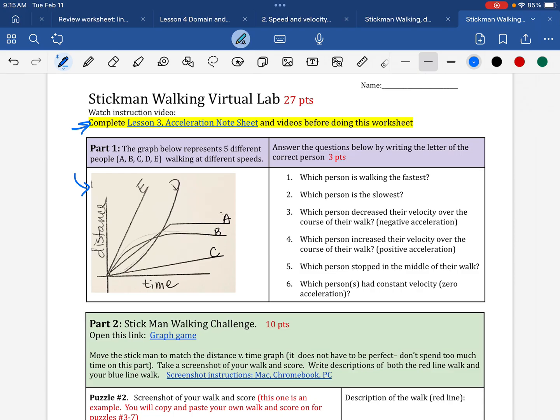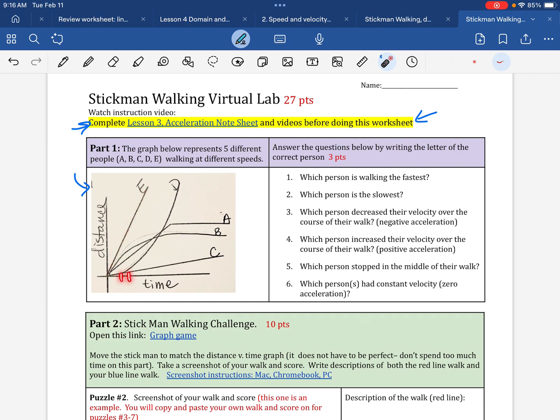Which person is walking the fastest? So you have to think, and you'll know from your Lesson 3 note sheet, the person that's going the fastest is going to cover the most distance in the shortest amount of time, right? So here we see person E has a steep slope, right? That indicates a fast speed, right?